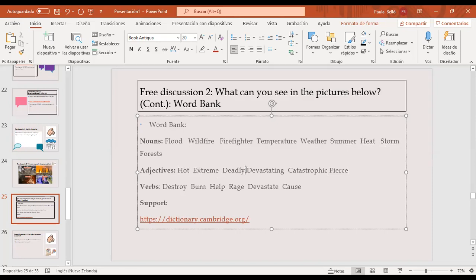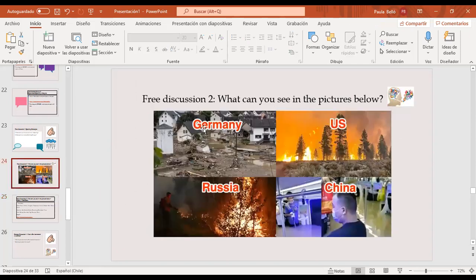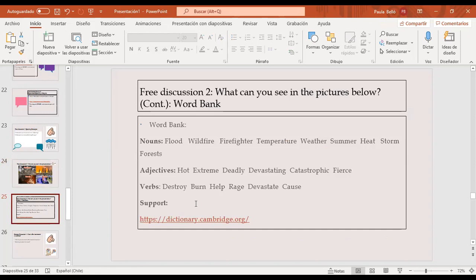Extreme, deadly, devastating, catastrophic, and fierce. We have just seen that adjective. And verbs: destroy, burn, help, rage, devastate, cause, and there might be more, yes. And you can use this dictionary plus, and in the task I wrote the address of another dictionary that can also help you. So one sentence, if you look at these words and the images, which sentences can you talk about, for example?